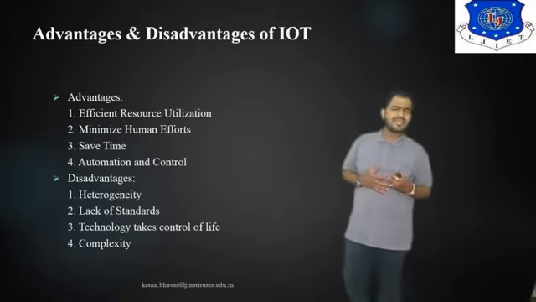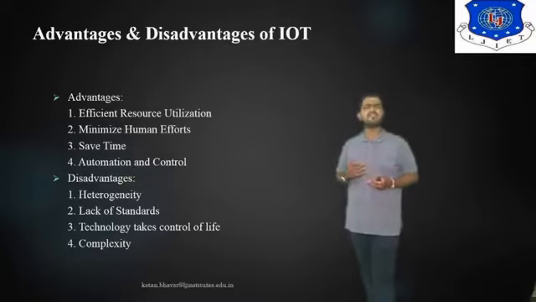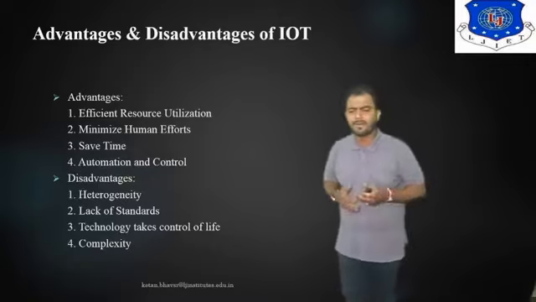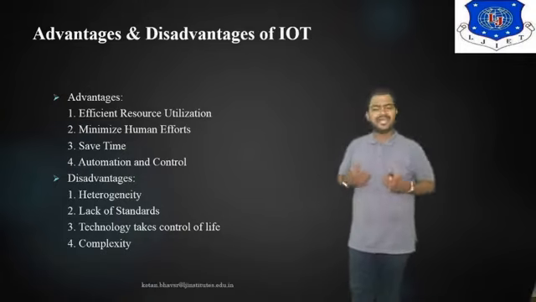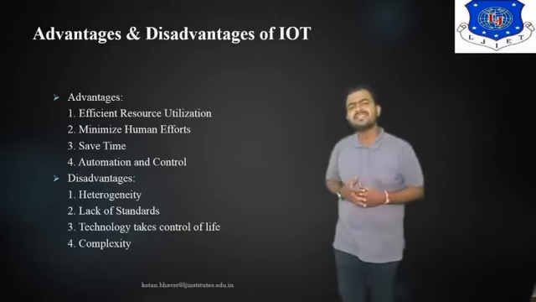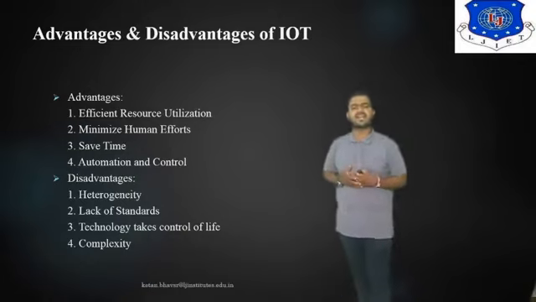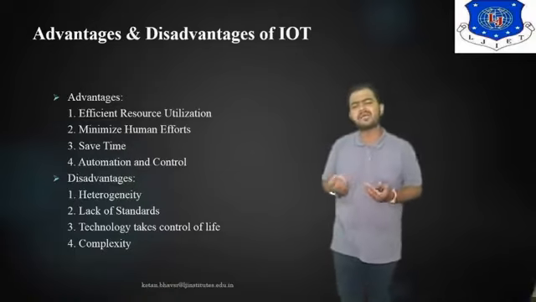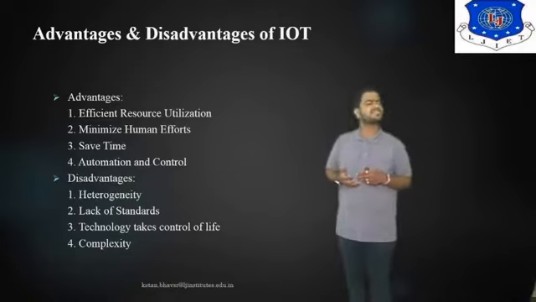Right now complexity is not a big issue, because everyone is familiar with the smartphone, even in rural areas. Technology can take control of humans. This is the main disadvantage. Then lack of standards is there. If you go with a lack of standards, then it definitely reduces your cost. But right now, people are using IoT applications with safety and with standards also.